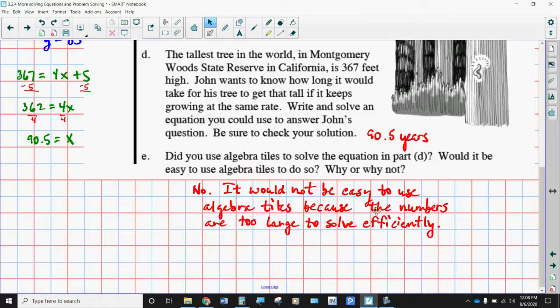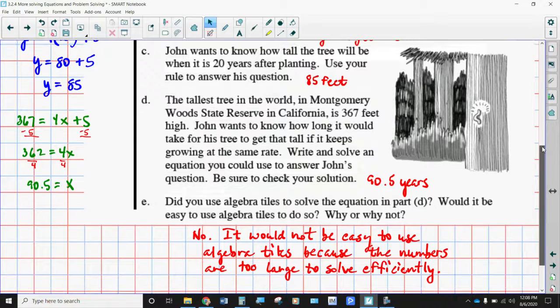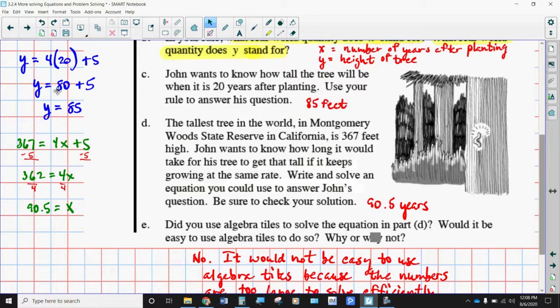But if it starts to become too complicated because the numbers get bigger, that's when it's time to transition to using our algebra, our equations, and our rules. So that's what we did here. Much easier to work with the rule and get the exact answer than try and model the situation using our manipulatives. At this point, we should just be good using our rules and equations.